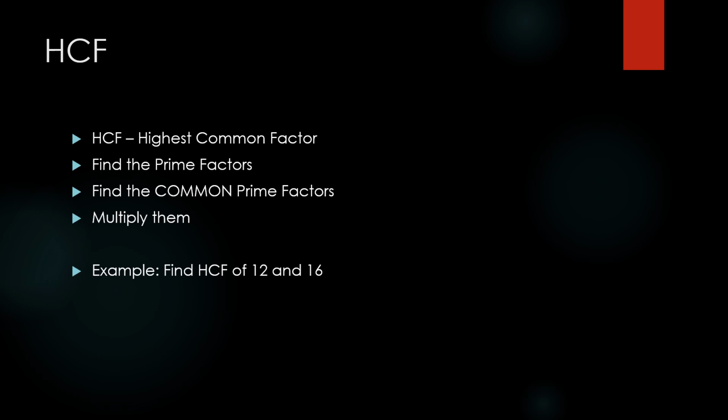We will find the HCF of 12 and 16. The prime factors of 12 are 2, 2 and 3. We can find it by using the division method or the number tree method. The prime factors of 16 are 2, 2, 2 and 2. So the first step is done. We have found the prime factors. Second step, we find the common prime factors between the two numbers. So 2 is common and the other 2 is also common. Next, we multiply the common factors to get the HCF. So the HCF of 12 and 16 is 4.